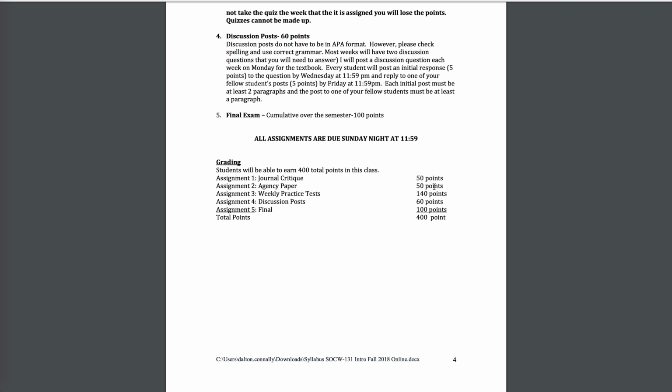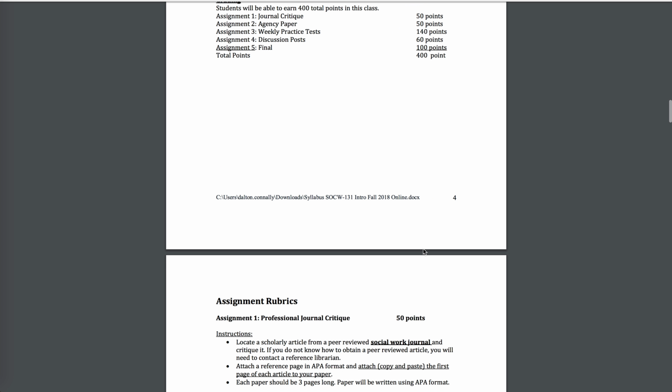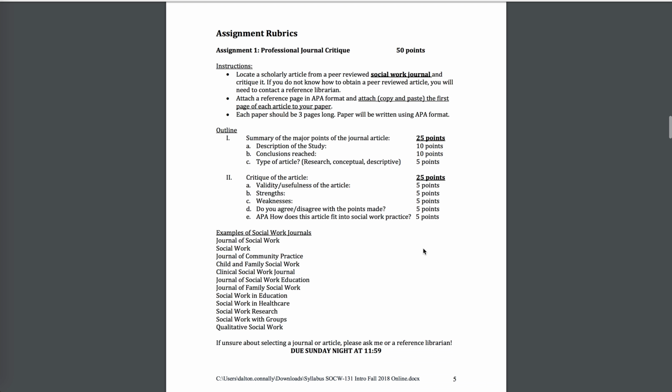You can see the point values associated. There's 50 points for the journal critique, 50 points for the agency paper, 140 points for the practice test, 60 points for the discussion posts, and 100 points for your final, for a total of 400 points for the semester.